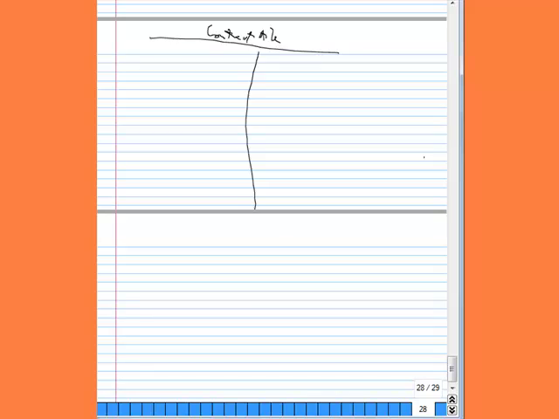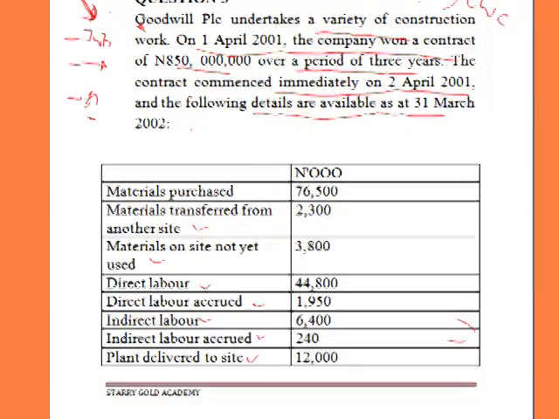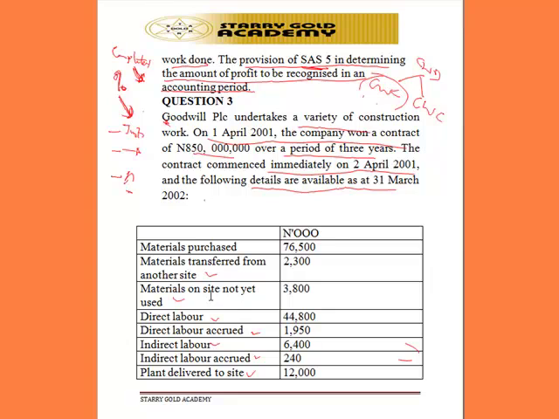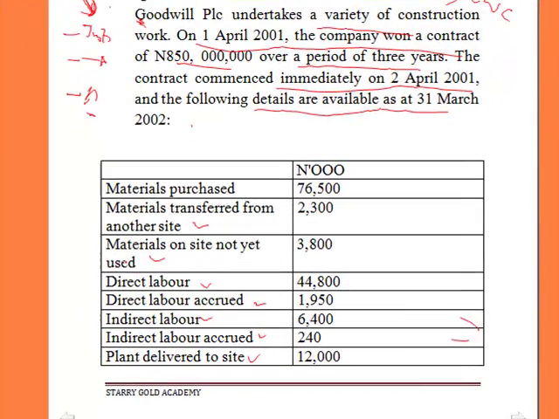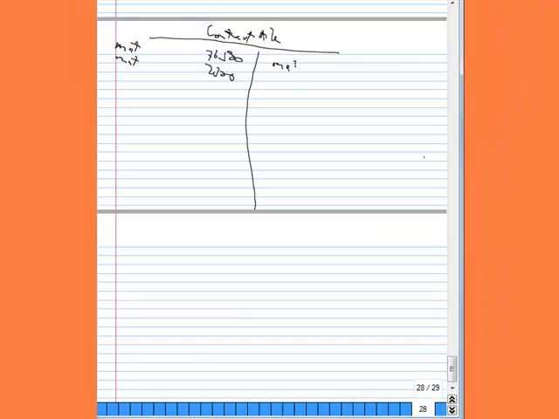So for the contract, let's find that out. We have materials 76,500, plus 2,300 materials again, transferred from materials on site not yet used as at the end of the period. Materials carried down, $3,800.